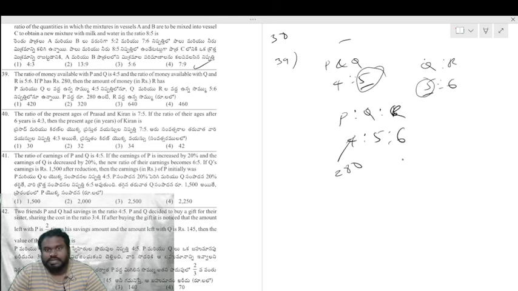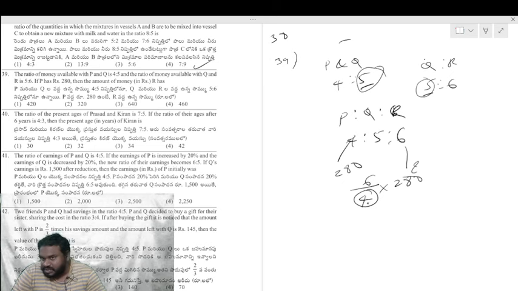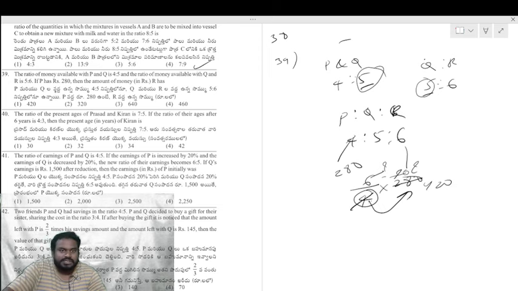Then the amount of money R has. So, what is it? 4 parts is 280. What is known should be written below, and what is unknown above, which is 6. Remember this. Whatever you know should come down. 4 parts is 280. How much is 6 parts? 4 ones are 4, 4 sevens are 70. 420 is the answer.